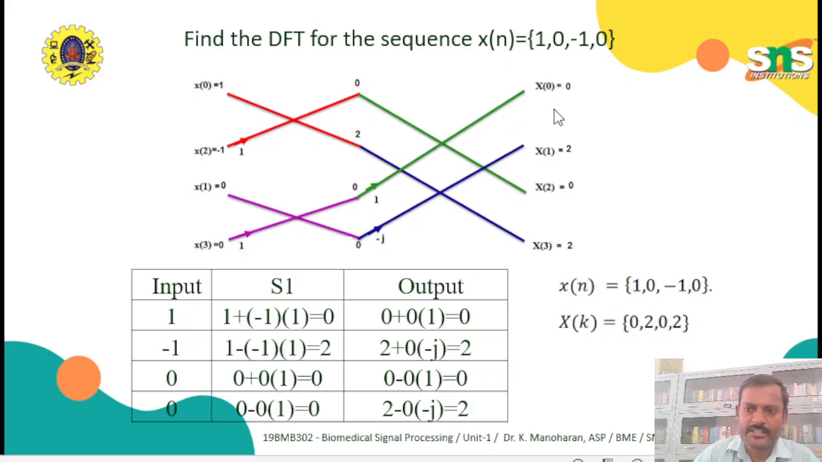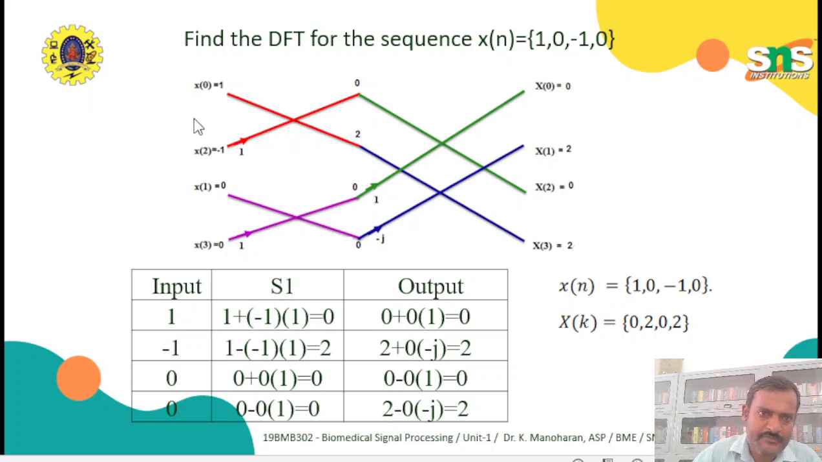Look at the butterfly structure. We need to take this decimation in time algorithm. Look at this, this is the decimation in time algorithm. N equal to 4, so N by 2 is 2. It consists of 2 stages, and each stage consists of 2 butterflies. Again, the input will be in bit reversal order and the output will be in natural order.